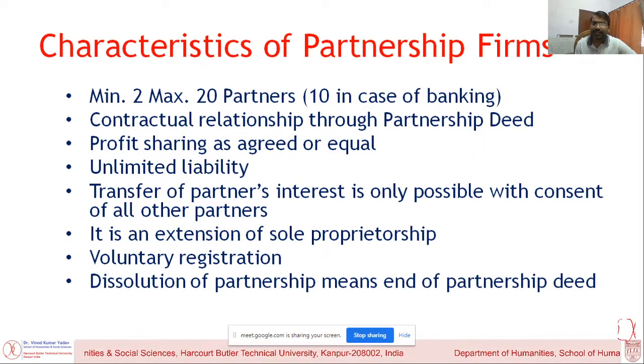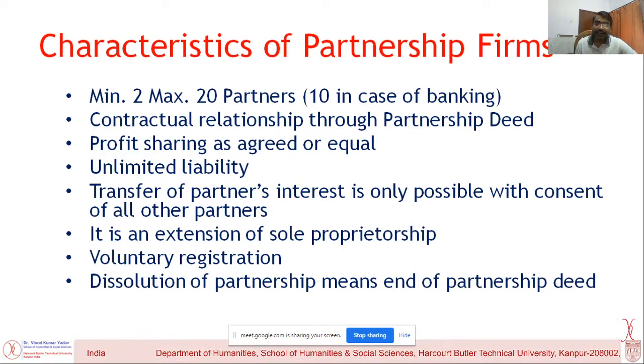Now, what are the different characteristics of a partnership firm? As we have discussed, minimum 2 and maximum 20, 10 in case of banking services. A contractual relationship through the partnership deed is there. That means there is a legal, binding contract, and that contract follows the terms and conditions laid down in the Indian Partnership Act 1932, which is modified from time to time.